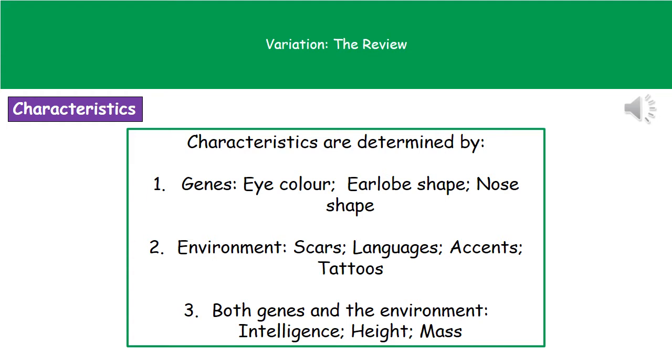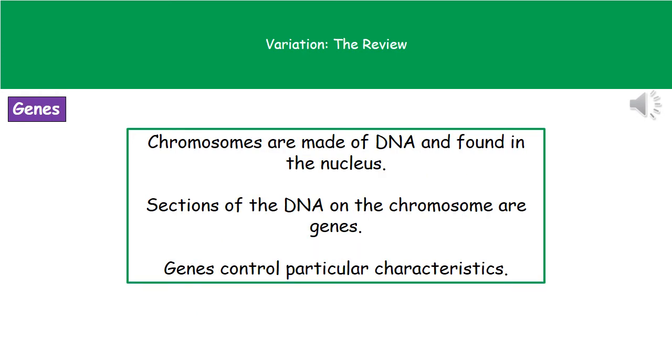You've got the environmental effect, so this would be your scars, the language you speak, the accent you've got, or if you've got tattoos. And then finally, we've got certain characteristics that are determined by both the genes and the environment. So this would be things like intelligence, your height, and your body mass.